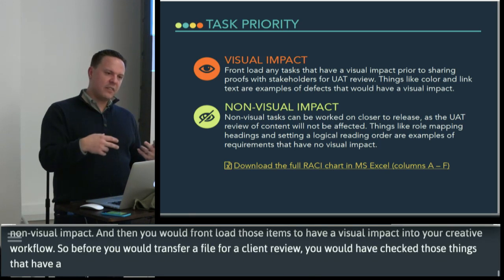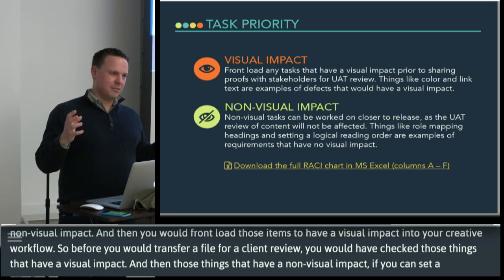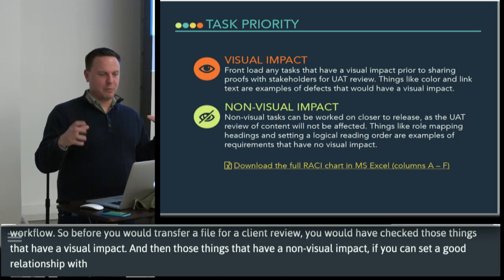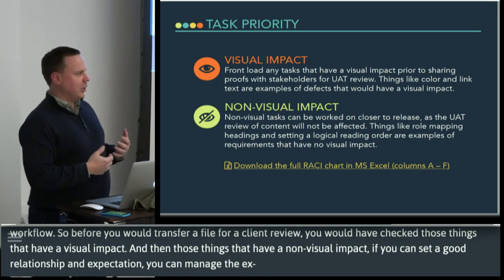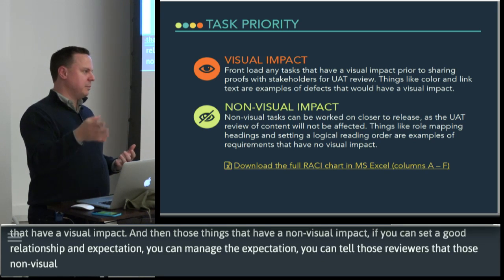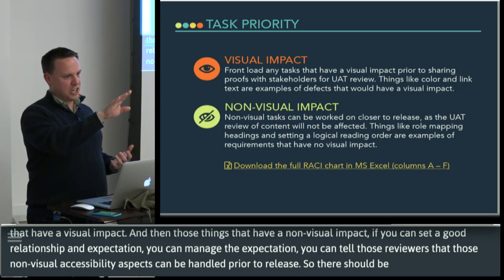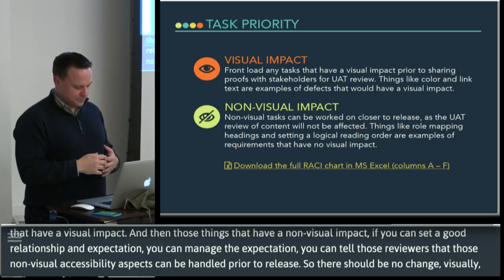And then those things that have a non-visual impact, if you can set a good relationship with an expectation, if you can manage an expectation, you could tell those reviewers that those non-visual accessibility aspects can be handled prior to release. Right? So there should be no change visually in the file they get.